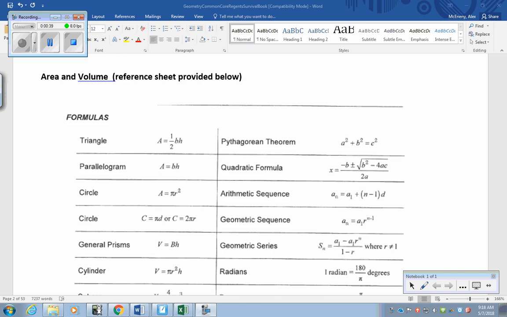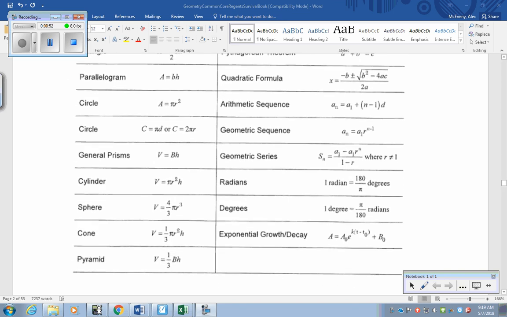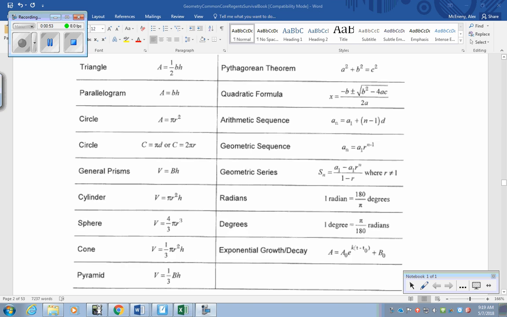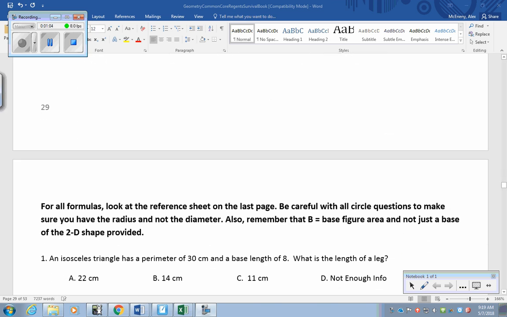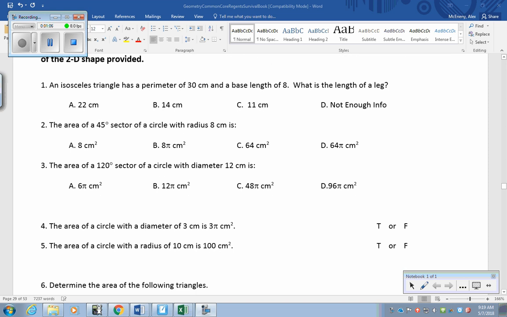Alright, now we're on the area and volume section. I have copy and pasted a copy of the reference sheet from the New York State Common Core. Pretty much anything on the left side, and also including the Pythagorean theorem on the right side, will be fair game on this section. So let's jump right into a couple questions.